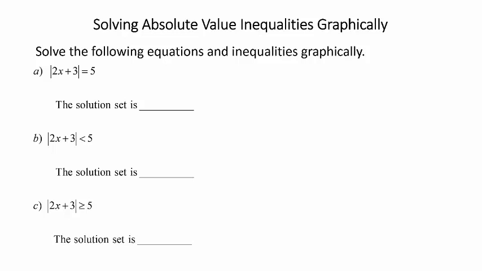In part A, we're given the absolute value of 2x plus 3 equal to 5, and asked to find the solution set. In parts B and C, we have the absolute value of 2x plus 3 less than 5, and the absolute value of 2x plus 3 greater than or equal to 5 in part C. So let's graph y equals the absolute value of 2x plus 3 and also y equals 5. Okay, let's go and do that.